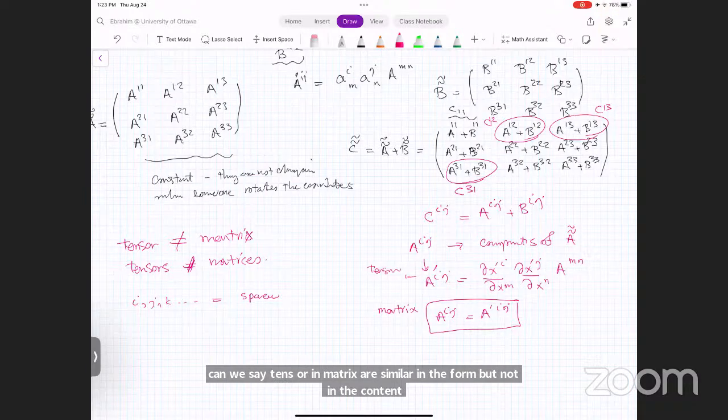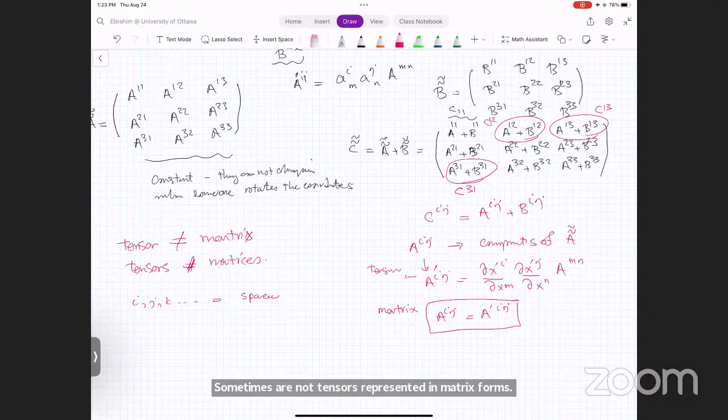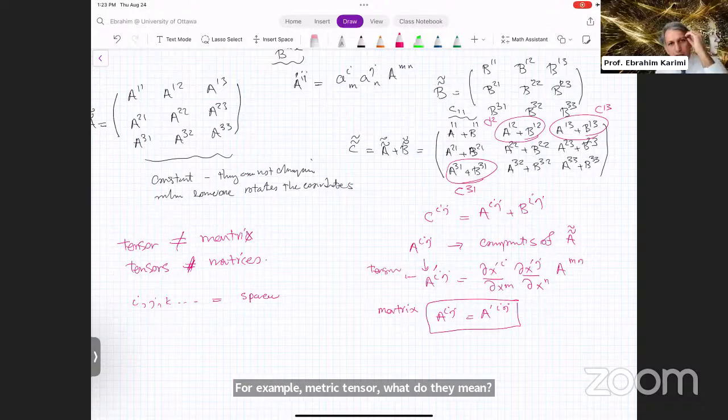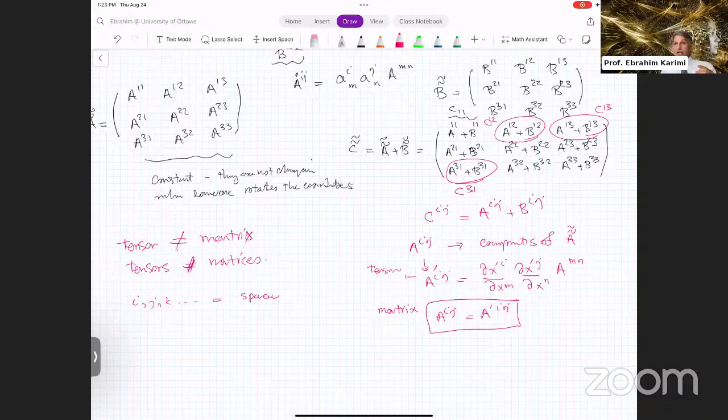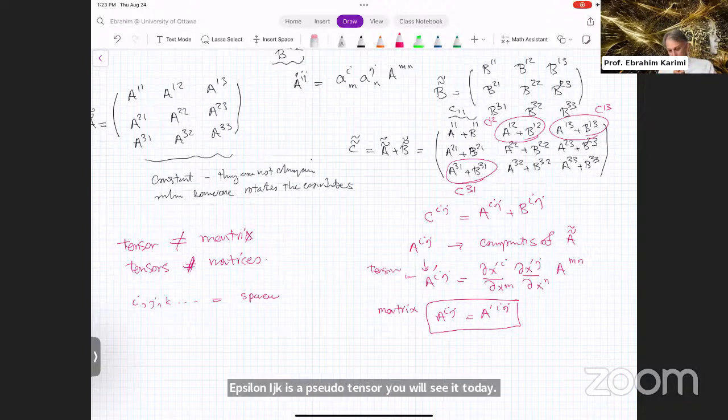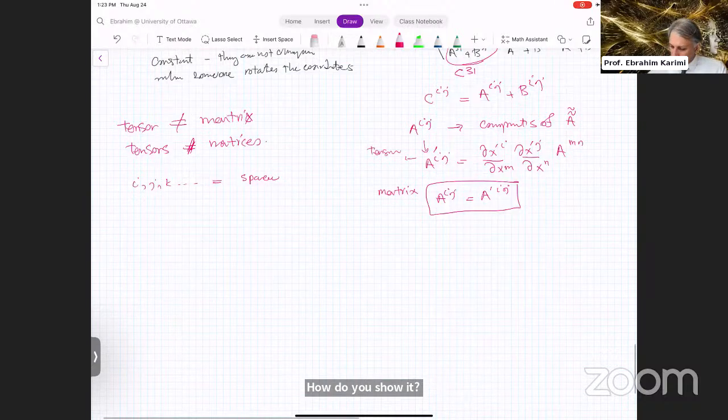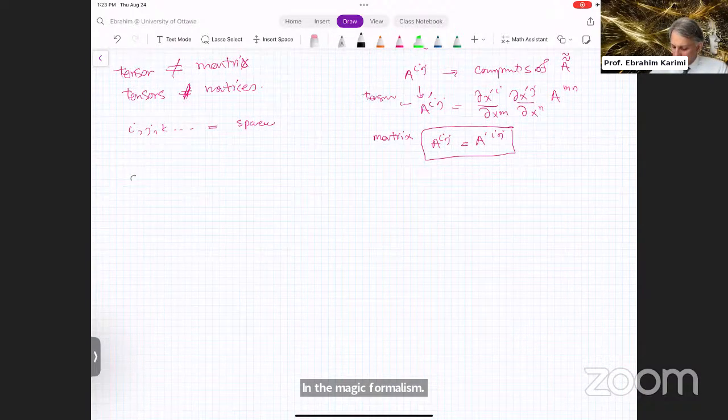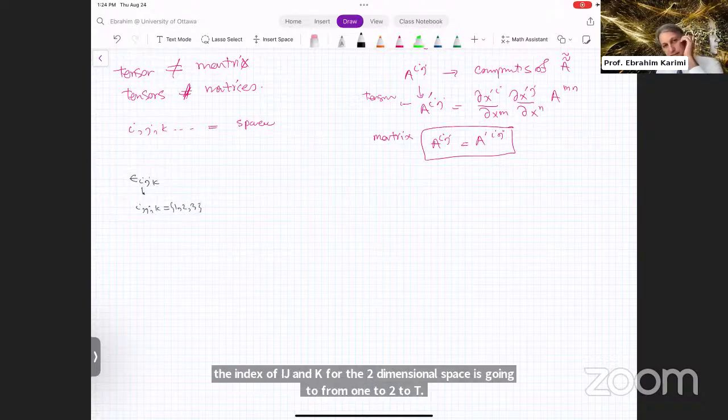Sometimes tensors are represented in matrix forms, for example, the metric tensor. What do they mean? So, for example, epsilon ijk, right? Epsilon ijk is a pseudo tensor. You will see it today. How do you show it in the matrix formalism? Epsilon ijk, Levi-Civita notation. The indices i, j, and k for the three-dimensional space go from 1 to 2 to 3. Okay. Now, can you show me the matrix?